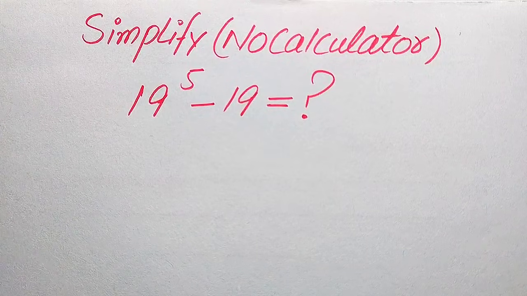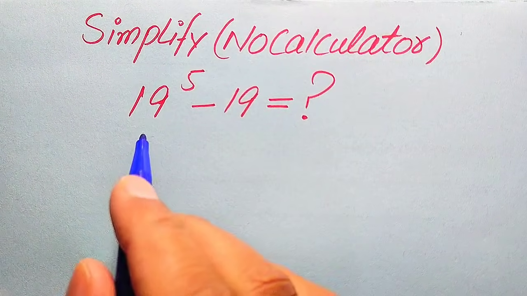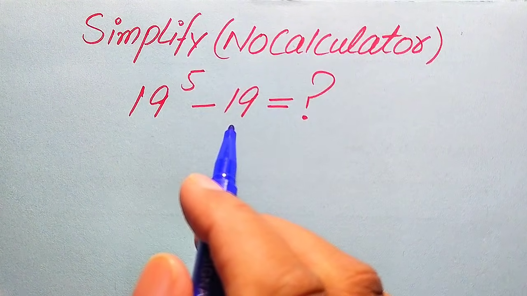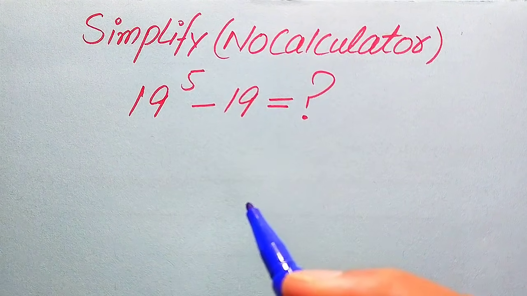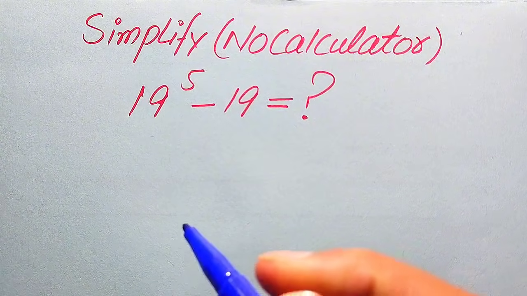Hello everyone, how to simplify this nice algebraic expression without using the calculator. If we have 19 to the power of 5 minus 19 is equal to what? We write this into the simplified form.